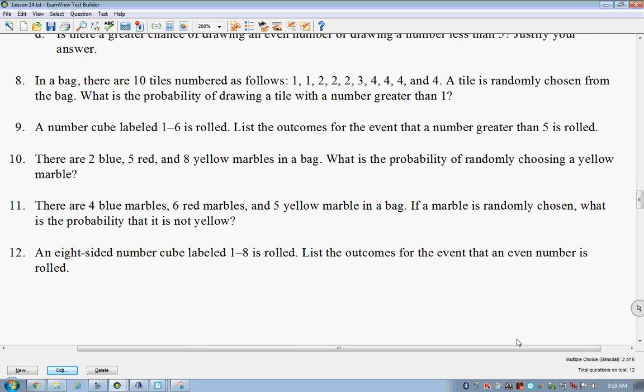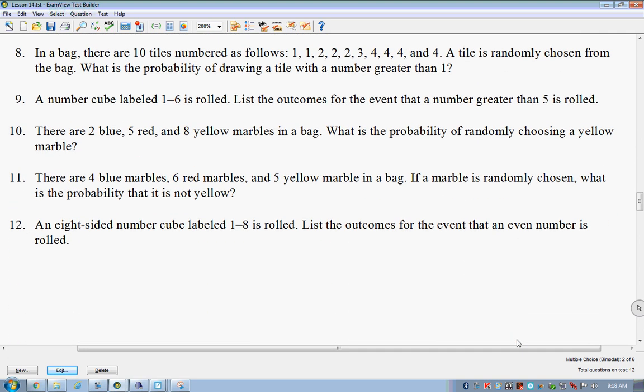Let's answer number 8. In a bag, there are 10 tiles numbered as follows: 1, 1, 2, 2, 2, 3, 4, 4, 4, and 4. A tile is randomly chosen from the bag. What's the probability of drawing a tile with a number greater than 1? Well, how many tiles were there? 10. So where does that number go? It should be on the bottom, right? Total goes on the bottom. All right. How many of those are greater? 8 of them are greater than 1. Okay.